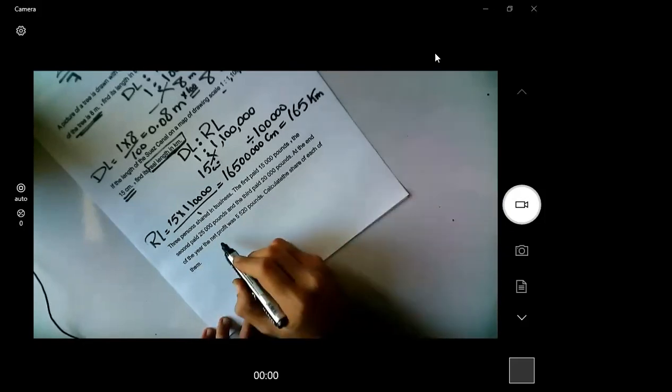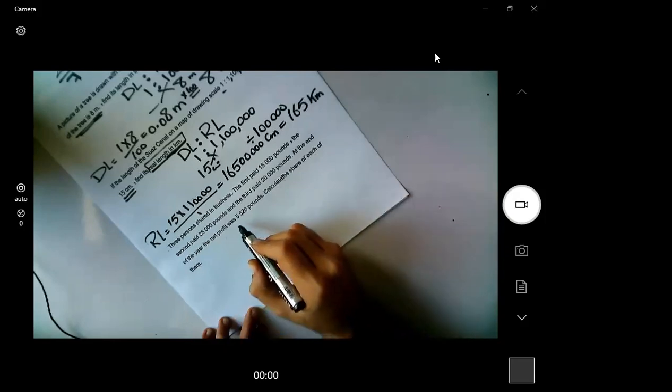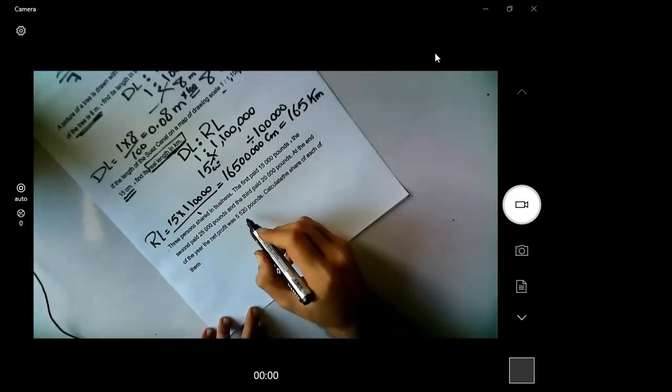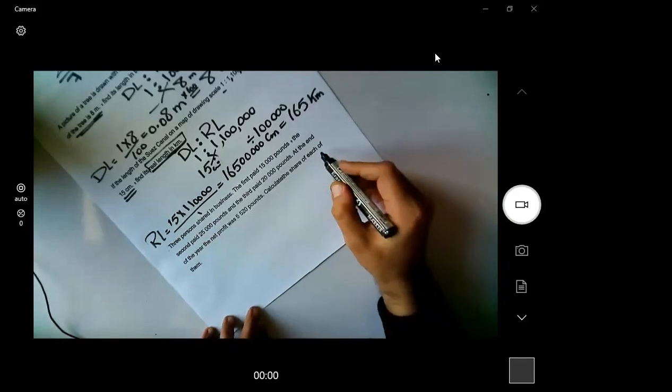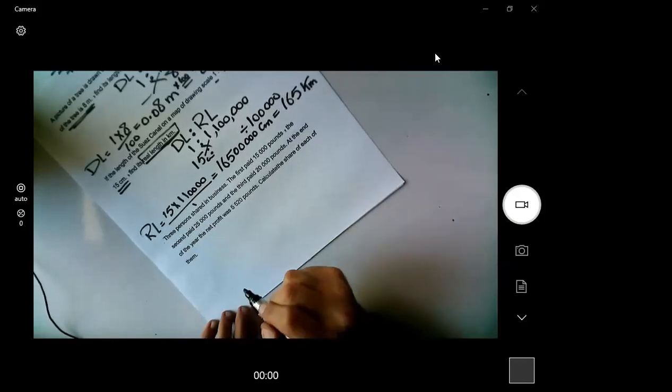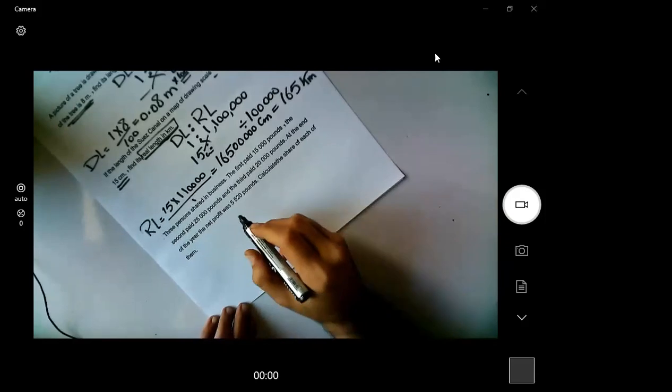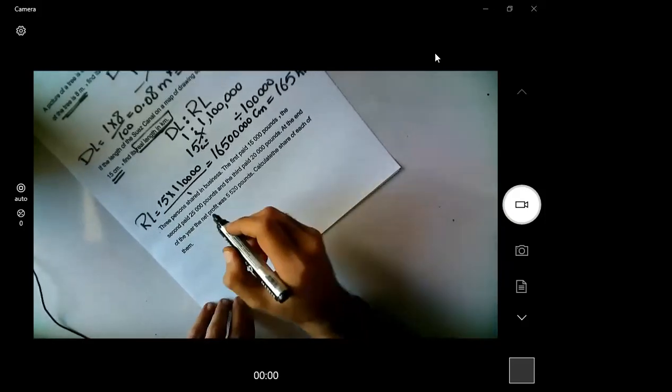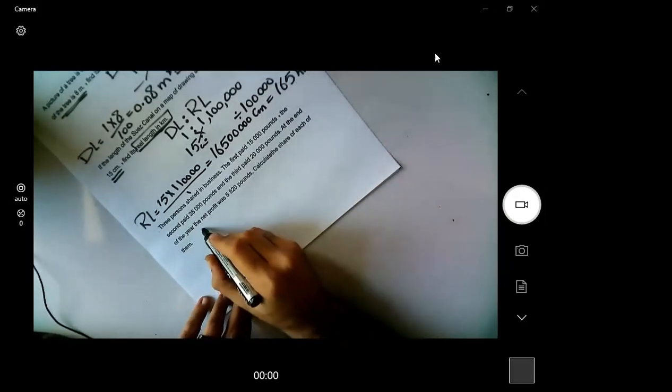At the end of the year, the net profit was 5,520 pounds. Calculate the share of each of them. Sum, but first of all, we must get the ratio between the three persons: first, second, third.